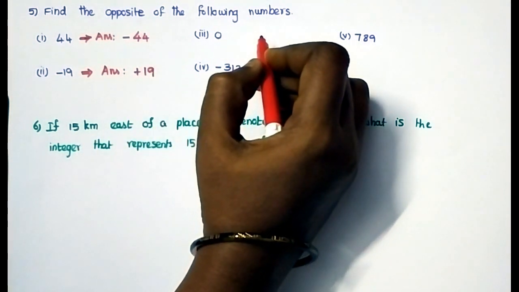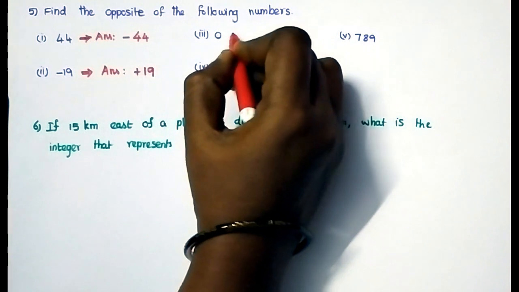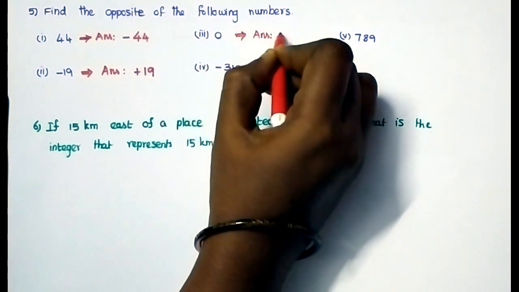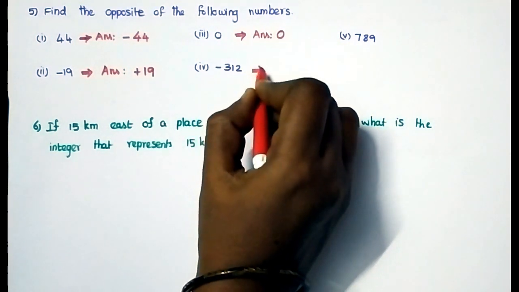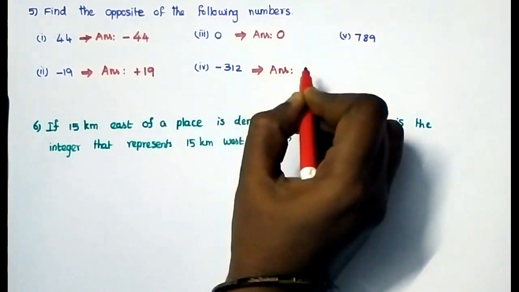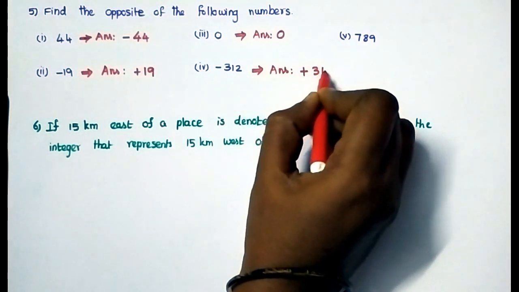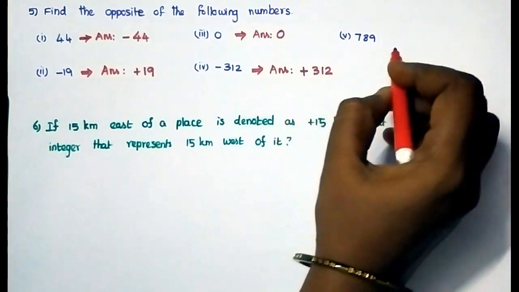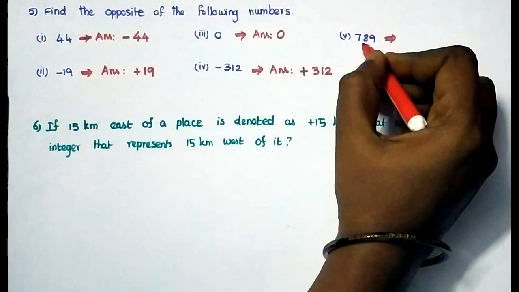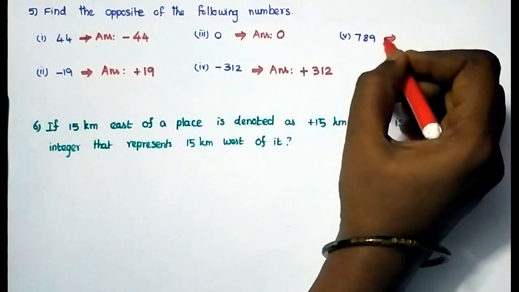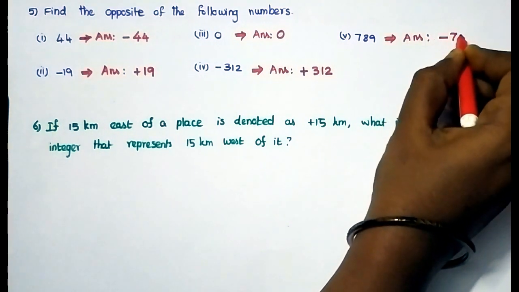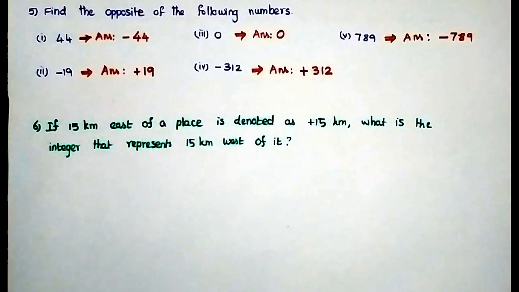Next one, 0. Opposite of 0 is also 0. Next one, minus 312. What is the answer? Plus 312. Next one, 718. Nothing is there means plus. So minus 789 is the answer.